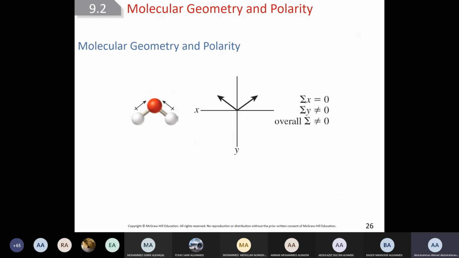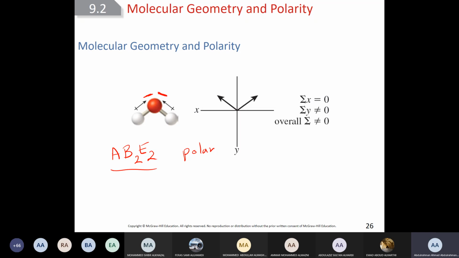Okay, for example, this one is water. What's the general shape for it? It's AB2E2. Each two electrons is one E. So is this polar or non-polar? Not polar? No, it is polar.